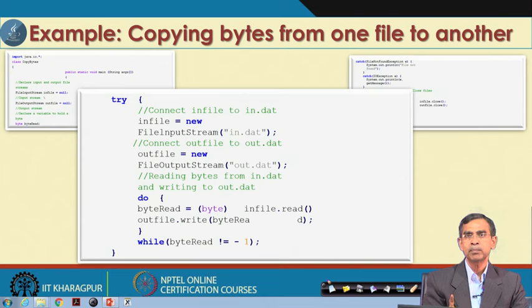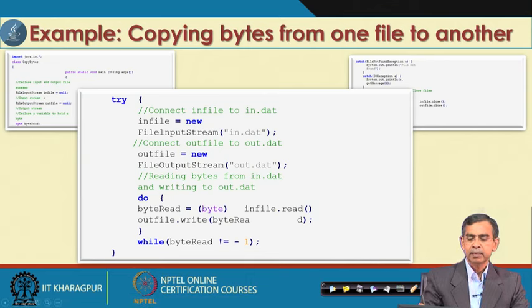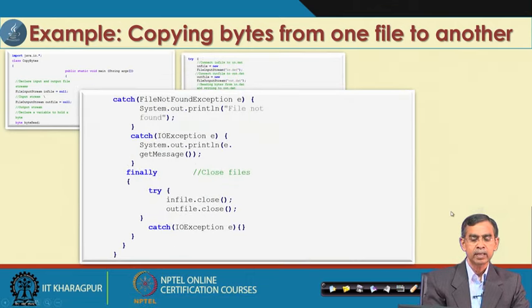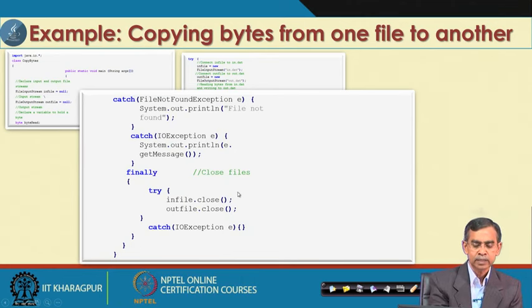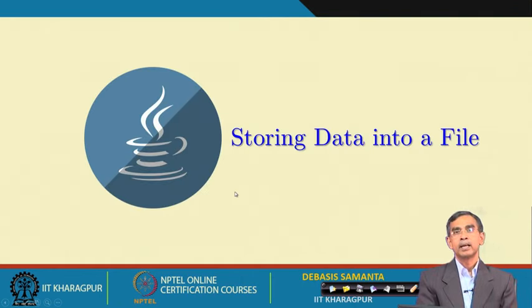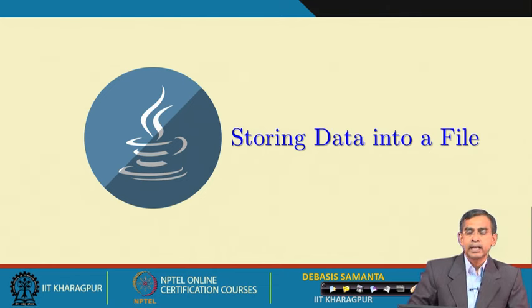The concept is more or less the same in each case, only the mode, the way we read and then copy, differs. Here in this example, it is in the form of a byte. And then finally, we have to have some closing mechanism, that is basically closing. Now, we have learned about reading, writing, copying and then storing data into a file.